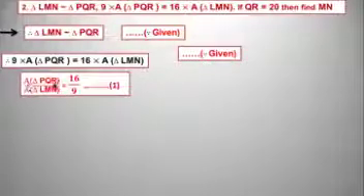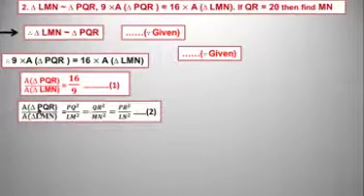Area of triangle PQR divided by area of triangle LMN, changing the sides, is equal to 16 divided by 9. This is statement number 1. Area of triangle PQR divided by area of triangle LMN is equal to PQ square divided by LM square is equal to QR square divided by MN square is equal to PR square divided by LN square. This is statement number 2.